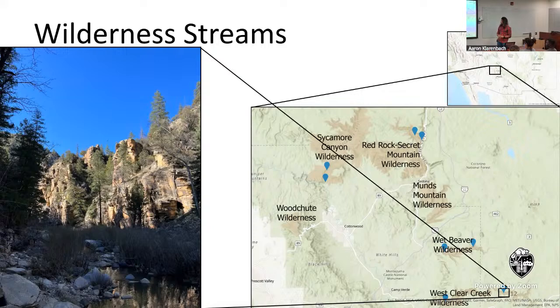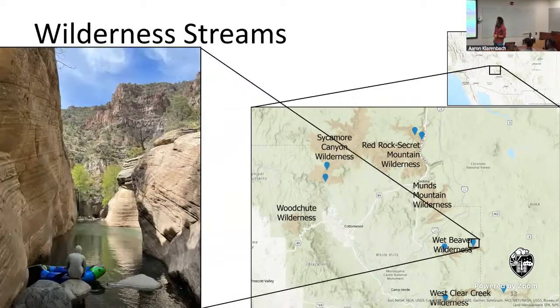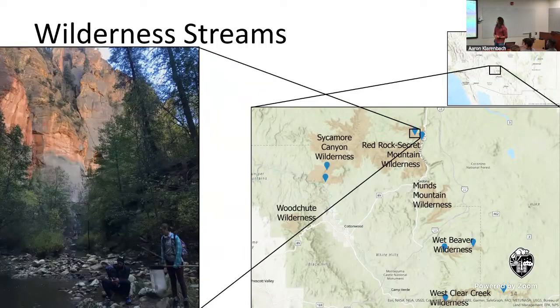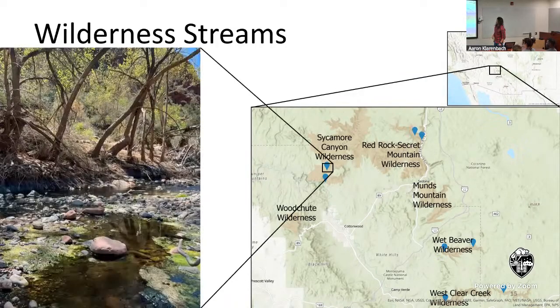So one of my sites is the West Clear Creek Wilderness. West Clear Creek flows through here. The next one is the Wet Beaver Wilderness with Wet Beaver Creek, followed by Red Rock Secret Mountain Wilderness, and the creek that we're working on here is the West Fork of Oak Creek. And last but not least is the Sycamore Canyon Wilderness with Sycamore Creek, though that shouldn't be confused with the other famous Sycamore Creek in Arizona.